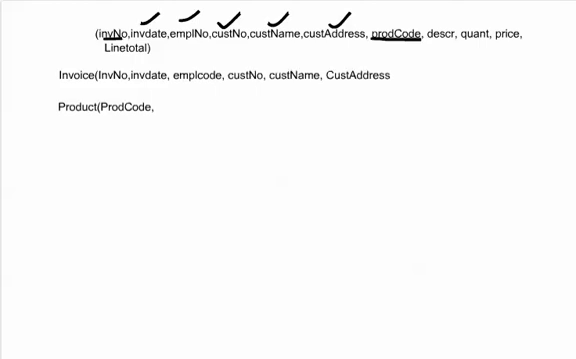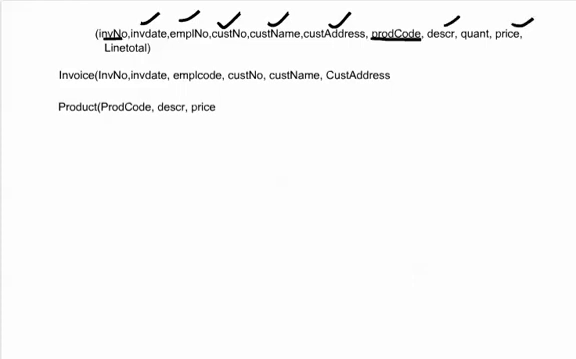Let's look at the description. If I have an invoice number or the description of a product, does that depend on the invoice number? Definitely not. On what does it depend? On the product code. If I have a price of a product, does that depend on the invoice? No, it depends on the product code. Right, so the description and the price have been taken care of.